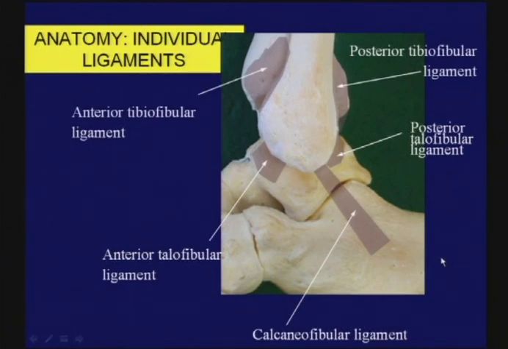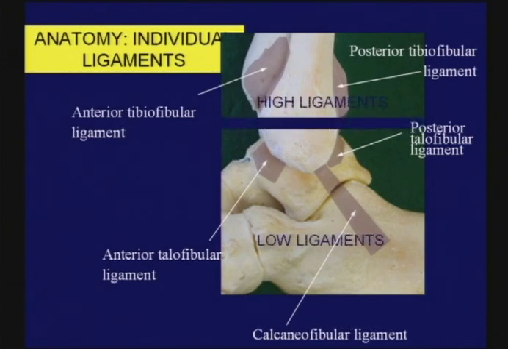Now, I'm going to add to the drawing two of the four syndesmotic ligaments. And that is the anterior tibiofibular ligament and the posterior. I'm not going to talk about them just yet, but I'm going to do one more thing to this drawing, a simple thing. I'll put a line through it and show that some of the ligaments are high and some of the ligaments are low.